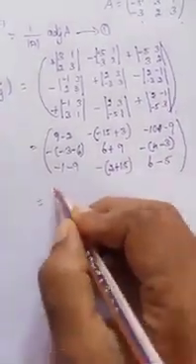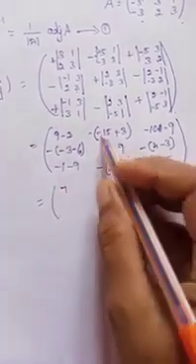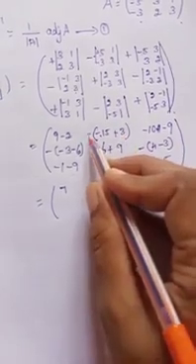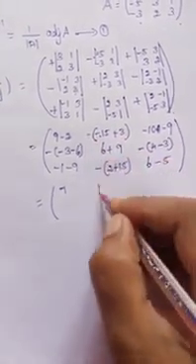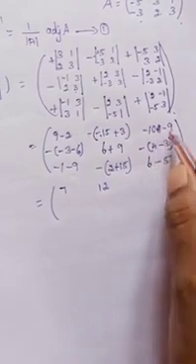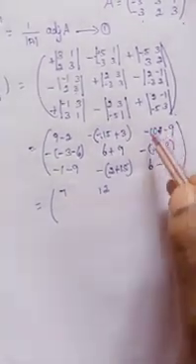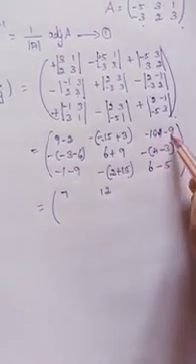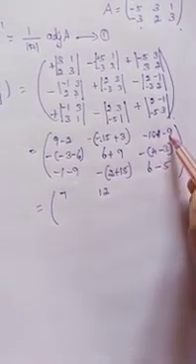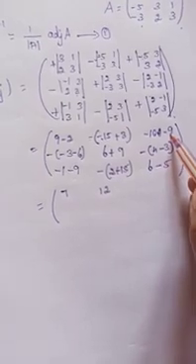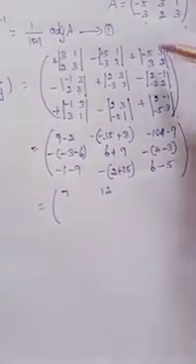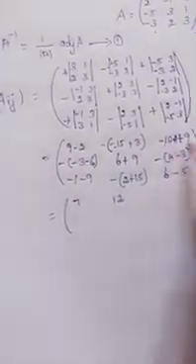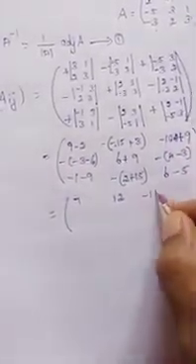Now we can write the answer. This is 7 minus 15 plus 3 is minus 12. Since we have a minus outside, it will become plus 12. And this is minus 10 and minus 9. Sorry, this is minus 10 plus 9. The answer is minus 1.